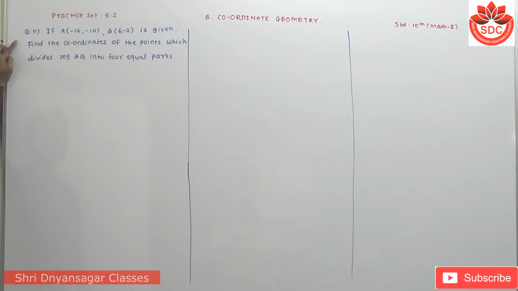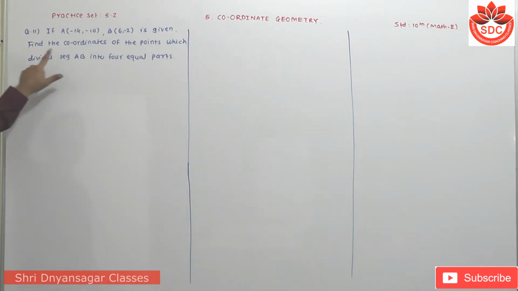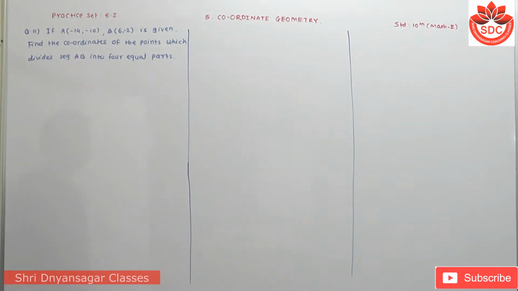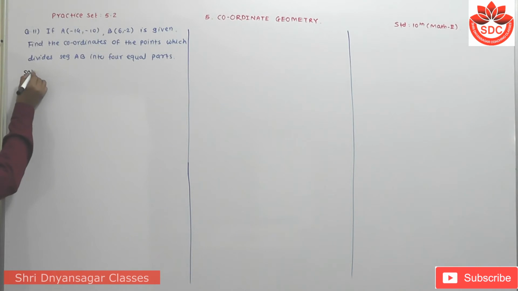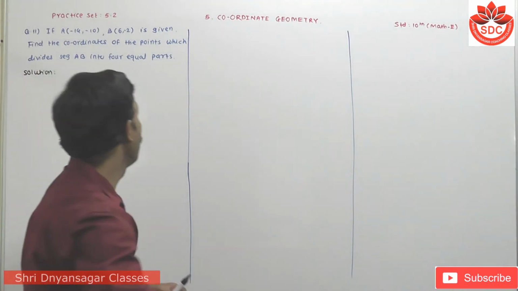Question number 11. If A has coordinates minus 14, minus 10 and B is 6 and minus 2, find the coordinates of the points which divide the segment AB into 4 equal parts. Students, so simple but a very important question. Its solution: for this I have to draw one figure here.